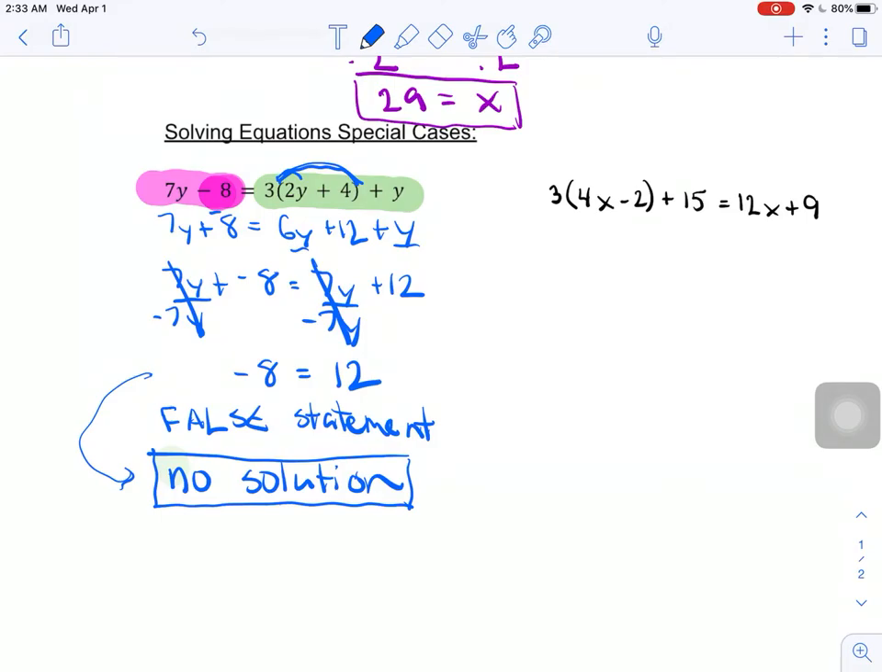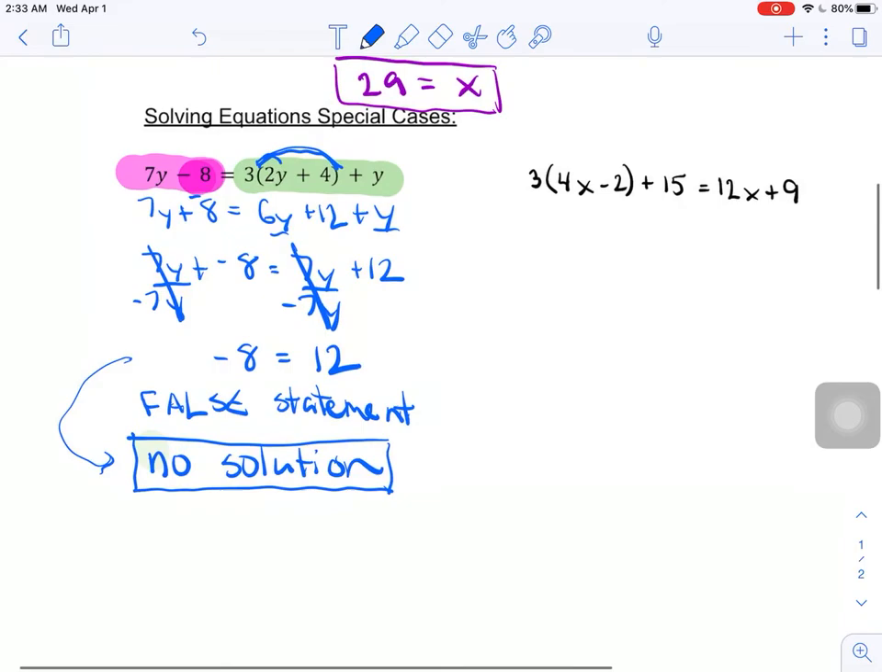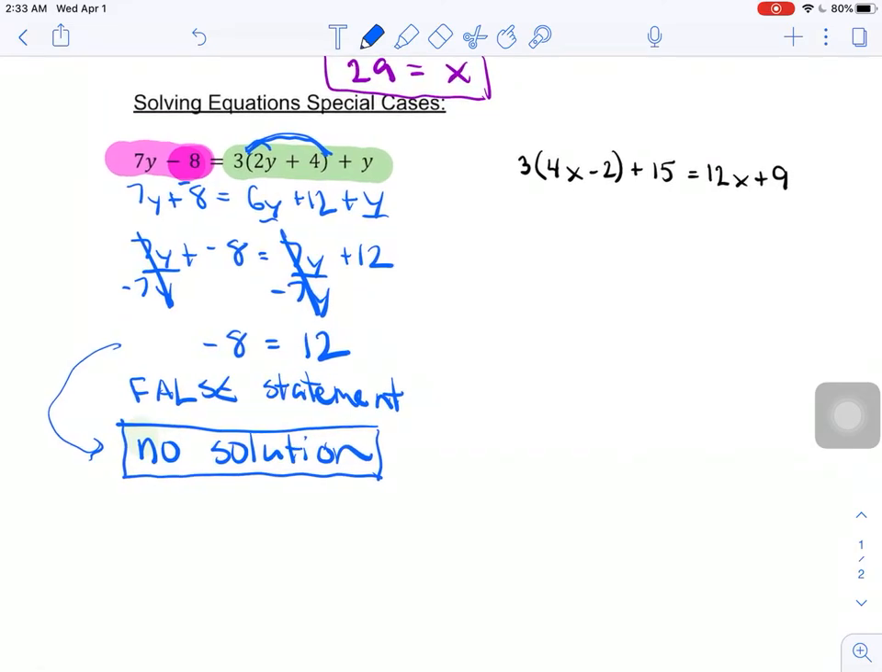So it is possible to have an equation with no solution if you get this false statement. And what that means is that we took two things and tried to say they're equal when really they're not actually equal. So we can't make an equation with things that are not actually equal.